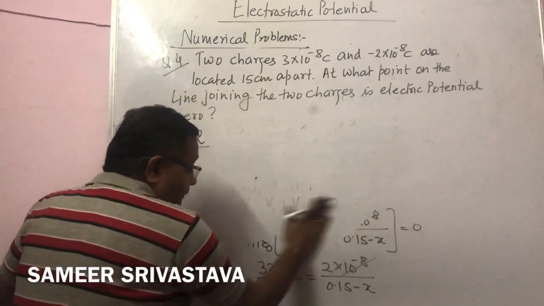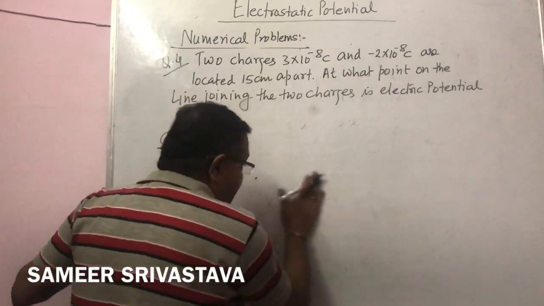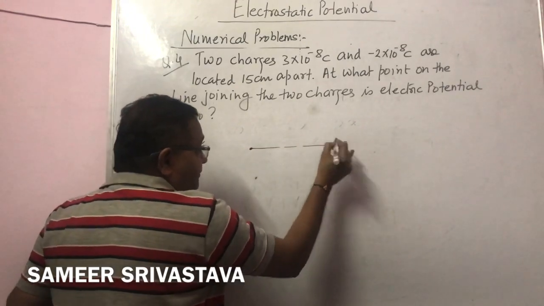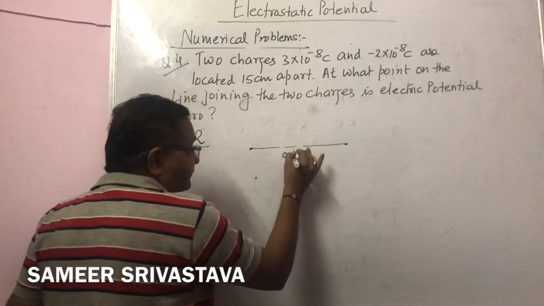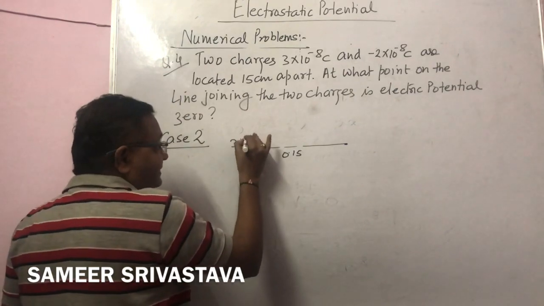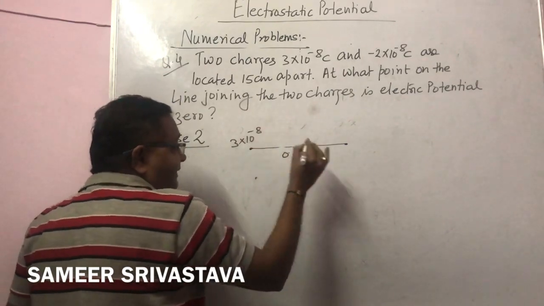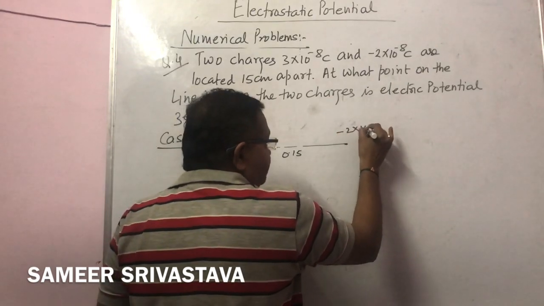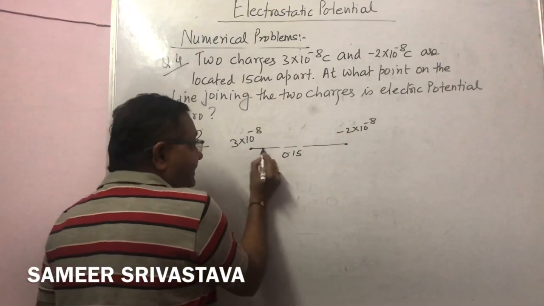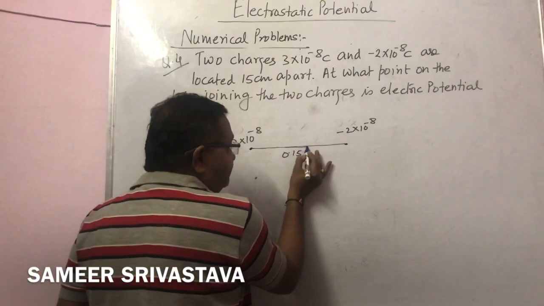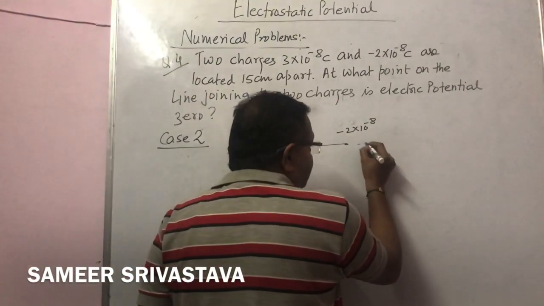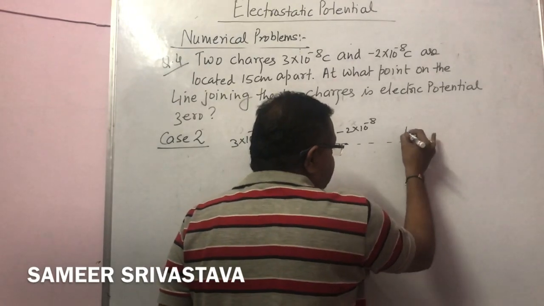I am going to make a diagram for case 2. Here again we have two charges at a distance of 0.15 meter. Here the charge is 3 into 10 to the power minus 8, and here the charge is minus 2 into 10 to the power minus 8. Now in case 1 we considered the point between these two charges, but in case 2 I am going to consider the point outside.